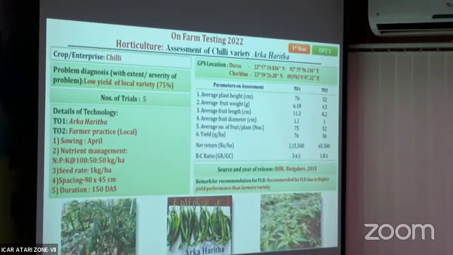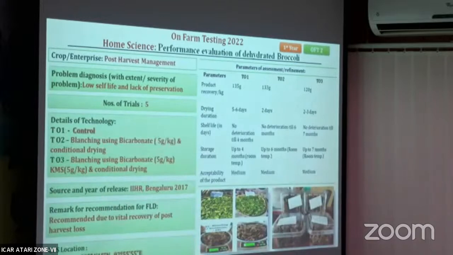And then coming to horticulture, this is the assessment of a new variety, Arka Harita. We compared this with the local variety, and we found that there is a good BC ratio of 3.4 as compared to the local check of 1.8.